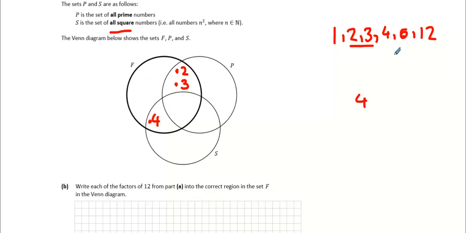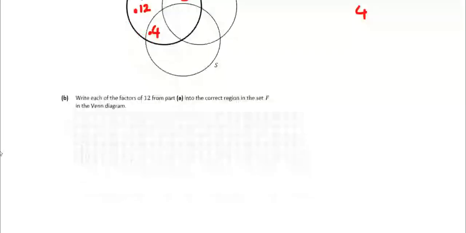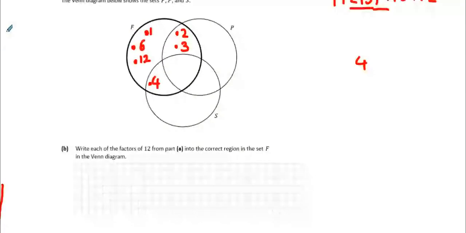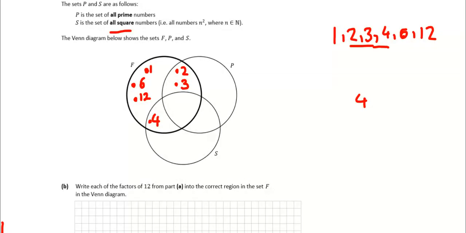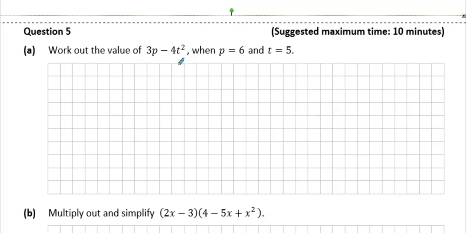Okay, and then all the other numbers belonging to this are going to be 1, 6, and 12. They belong to F, but they aren't prime and they aren't square numbers. So that's what our diagram should look like. Okay, next part of this question. Oh, that's it. Yeah, that's it done.